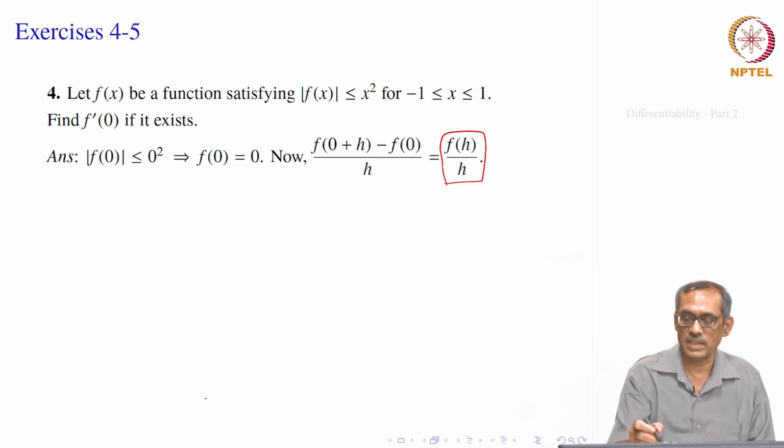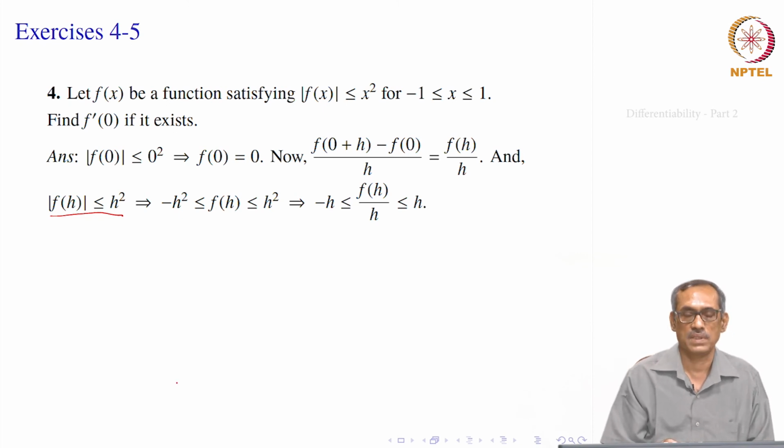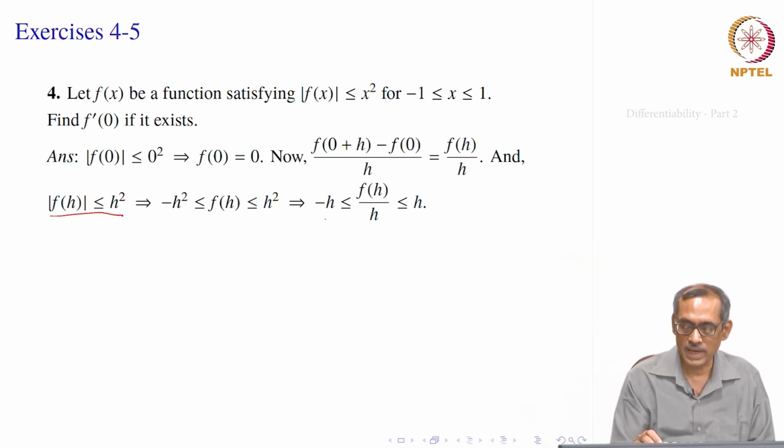Now, mod f of h is less than or equal to h square. So, that should give rise to some inequality. That means minus h square less than or equal to f h less than or equal to h square for h positive, right. We think of h as a positive number here. So, that gives minus h less than or equal to f h by h less than or equal to h.